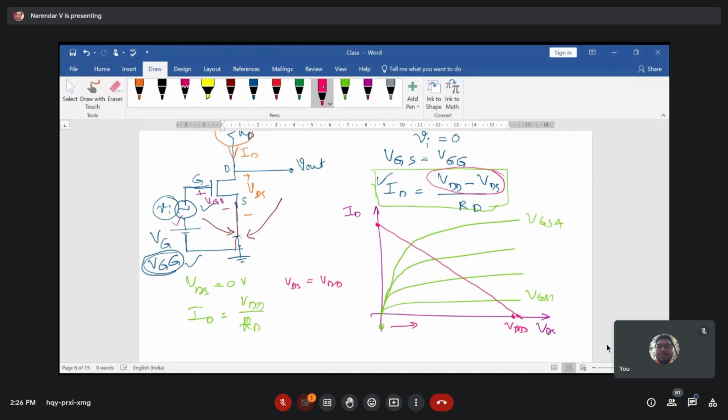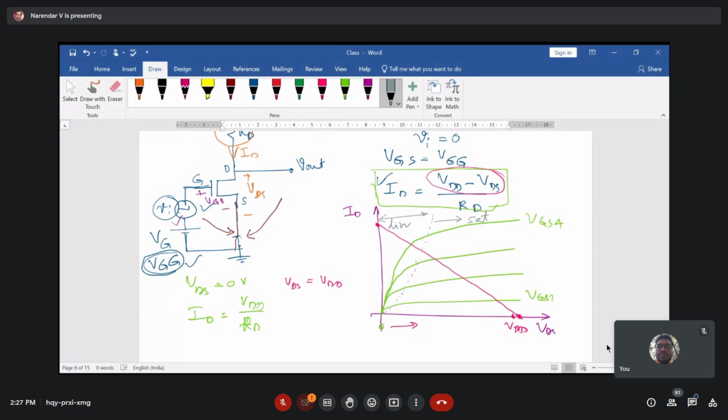So in your EDC class, you might have seen that this line is referred to as a DC load line. One thing you can also notice from these green lines is that these are points which indicate the variation of different regions of operation of your MOS transistor. Up to this region it is linear, and above this you have the saturation region.